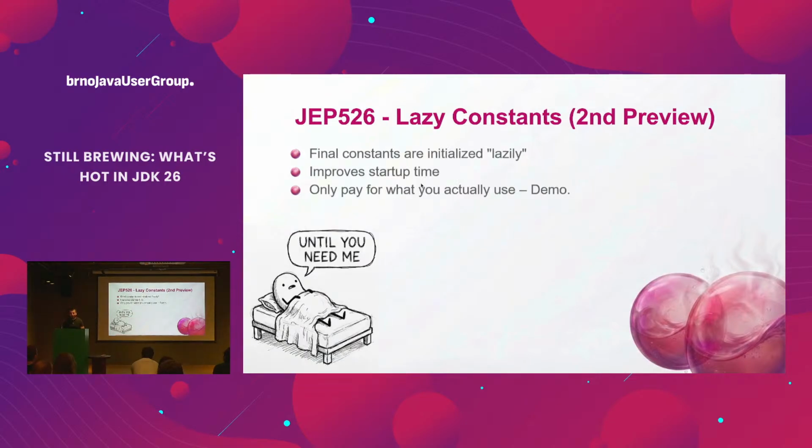Another demo is lazy constants. This is the second preview. Last time we were not able to measure anything or showcase much on this demo, but it has been heavily reworked. Last time I believe it was called stable values. They redid the name and also most of the implementation, or at least it looks very different. What it does is improve startup time.